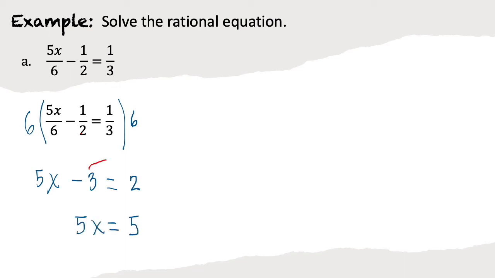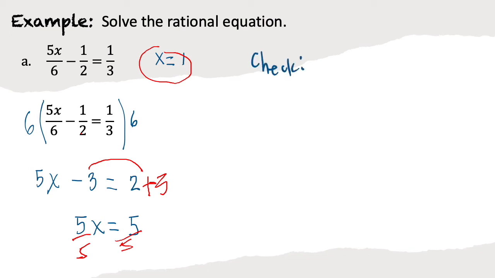And then we combine like terms, so 2 plus 3. So 5x is equal to 5, and then divide both sides by 5. That will give us x equals 1. And then finally we will check if x equals 1 is our solution.